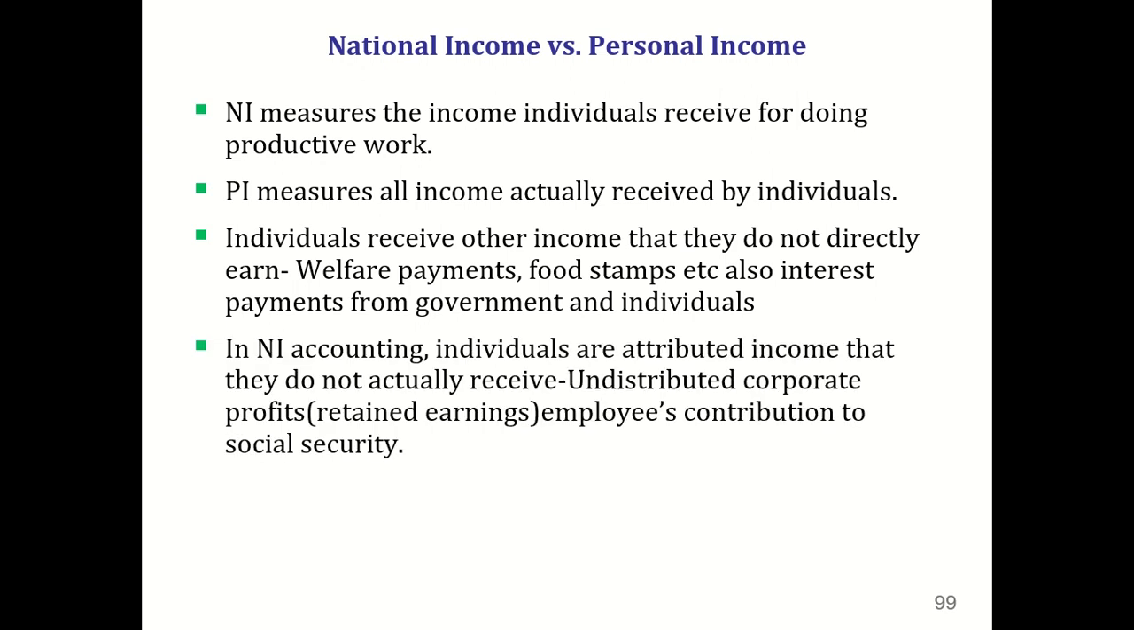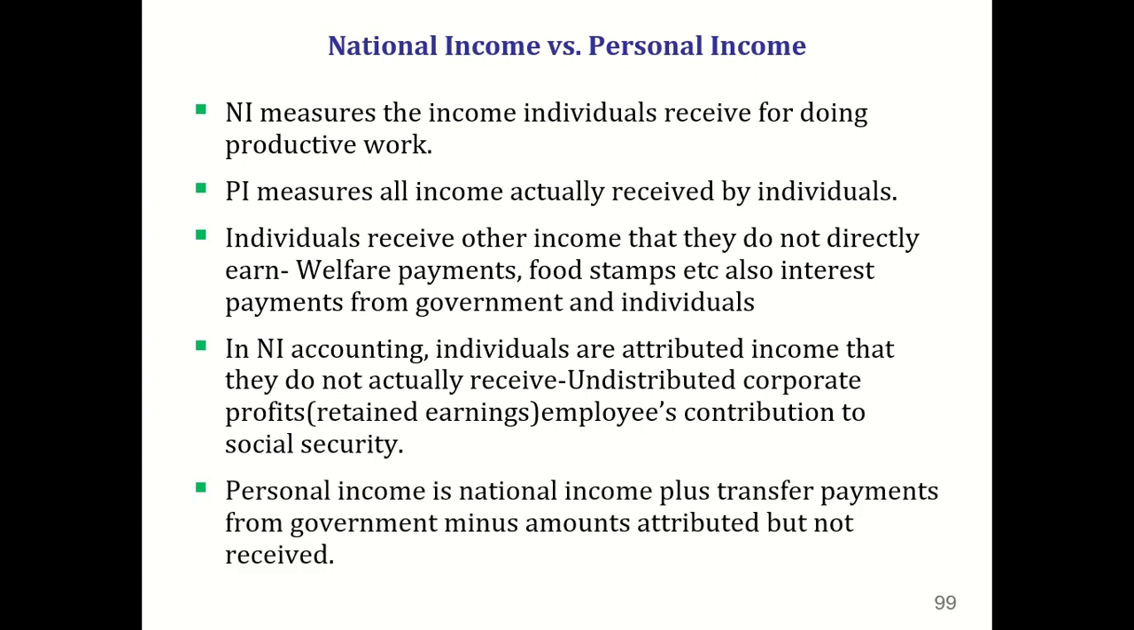And likewise, individuals are attributed income, but they don't actually receive it, and you can relate it to the concept of undistributed corporate profits, which we had discussed under the broad rubric of retained earnings. So it's a kind of earning which is attributed to the individual, but the individual does not actually receive it, because of the company's policies, or sometimes the individual is making contribution to some of the government's sponsored social security schemes. So it differs from country to country. Now once we make these two adjustments, we are adding the transfer payments from government, but if we are taking out the income that is attributed but not actually received, we will get what is known as the personal income.